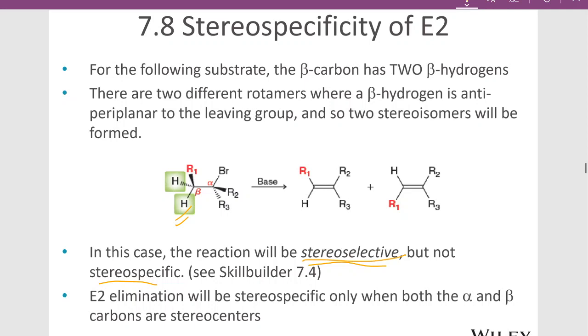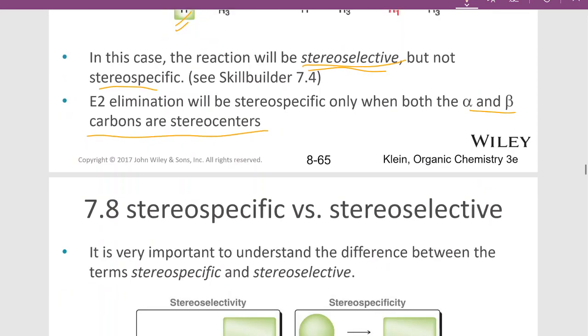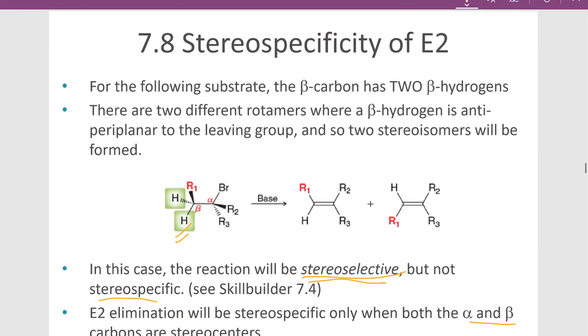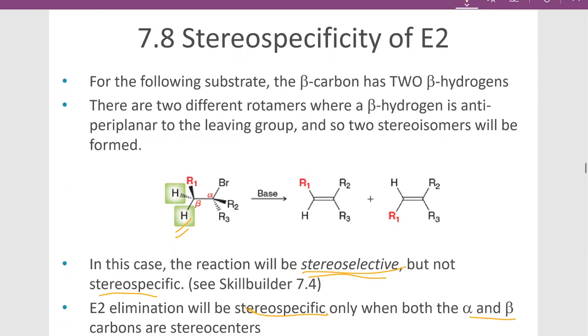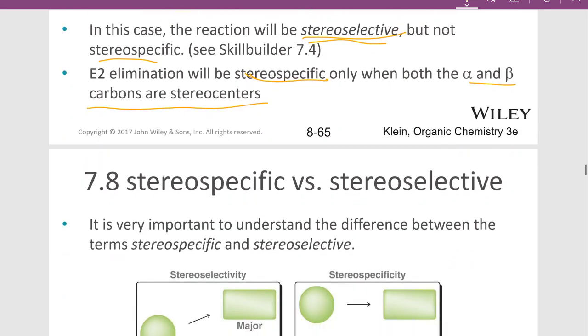So elimination occurs when both the alpha and beta carbons are actually stereocenters. It'll be stereospecific when the alpha and beta carbons are stereocenters. I'm sorry, I don't think I said that right. Because otherwise it wouldn't matter.